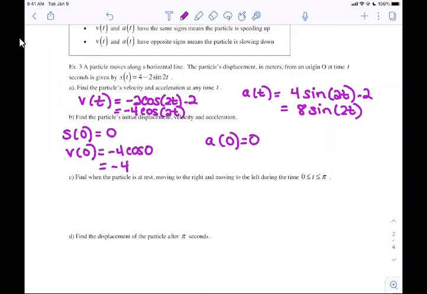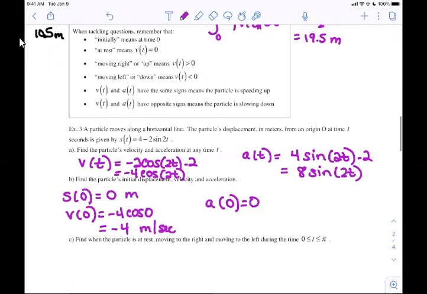I have a question. Yeah. What's initial displacement? Is it just displacement? Initial means at time t is 0.